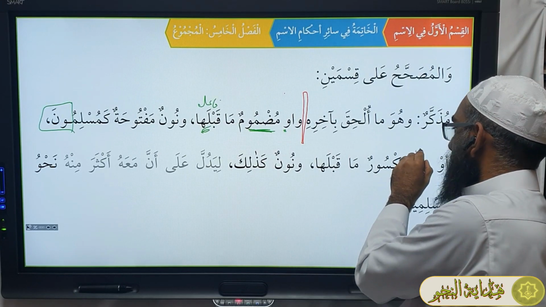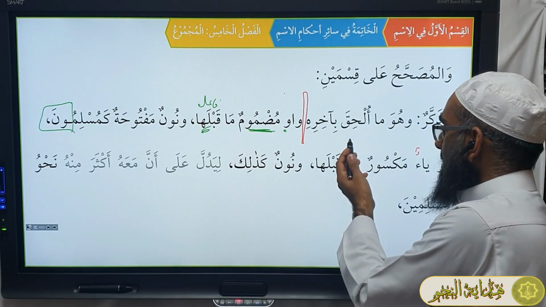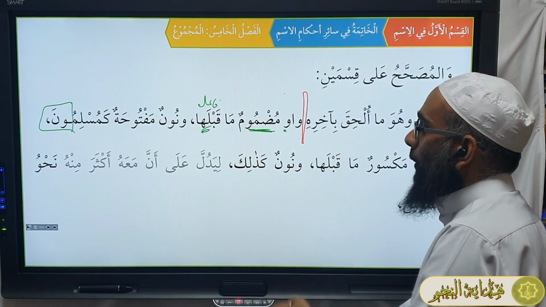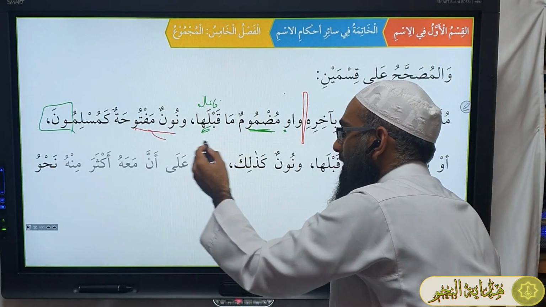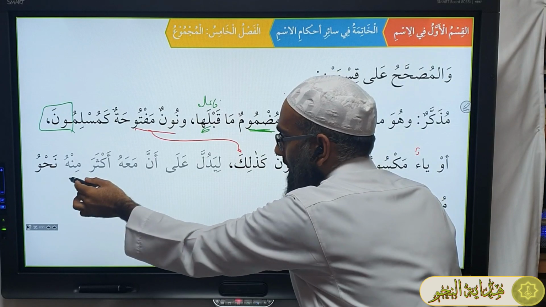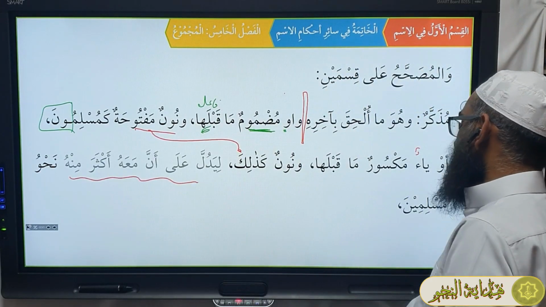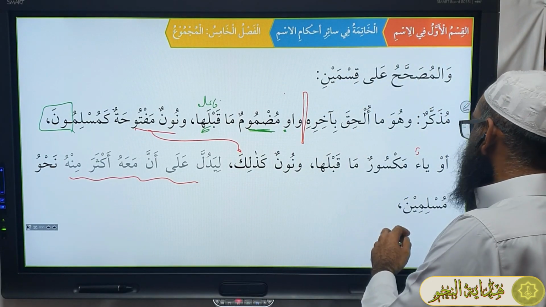Ya maksur, before which is a kasra, and a nun maftuha. Okay, leave that for now. Leave this part in gray for now. Nahnu, muslimin. So what do we have here?